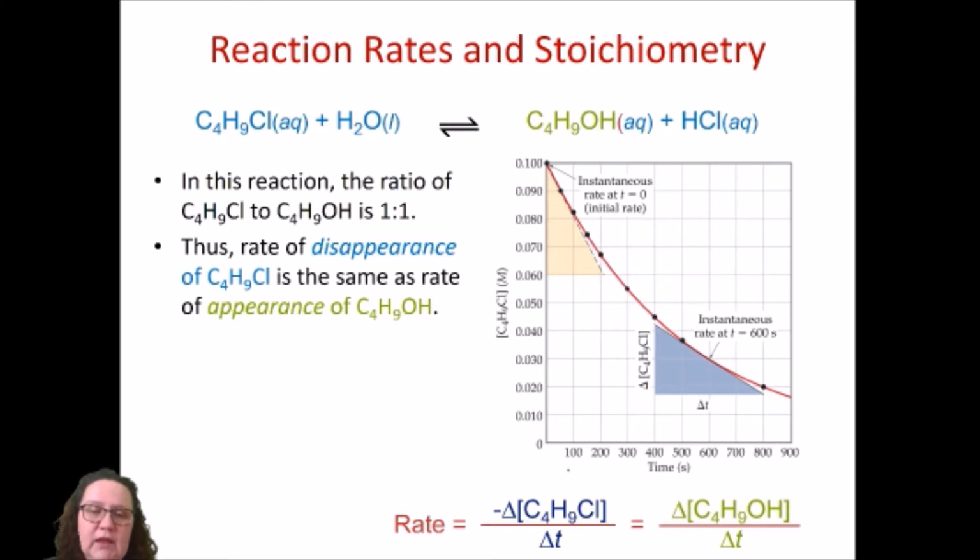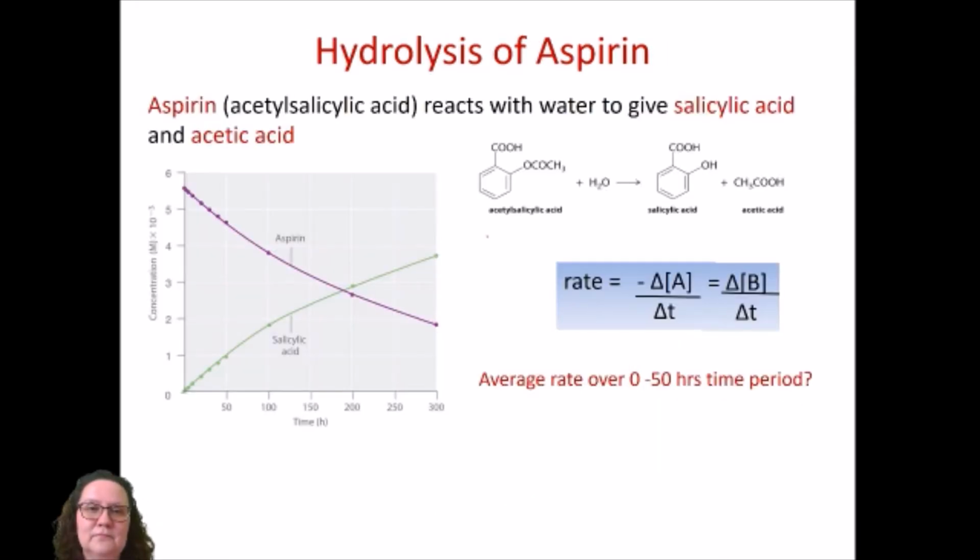So in this case, the rate of disappearance of the reagent, butyl chloride, is the same as the rate of appearance of the product, butanol. And that is because the reaction ratio is 1:1. 1 mole of reagent to 1 mole of product are formed. I'm going to ask you to stop the video now and perform a little calculation.